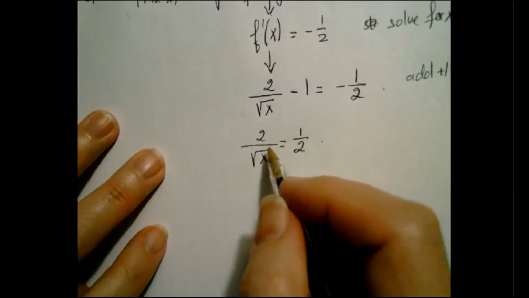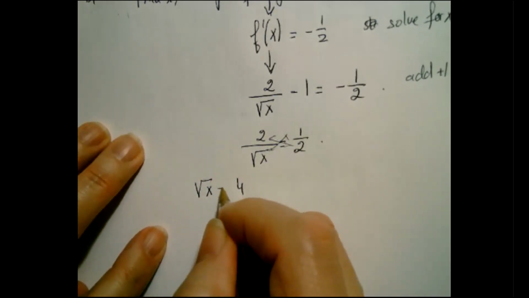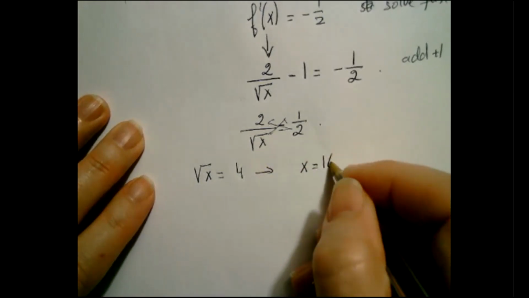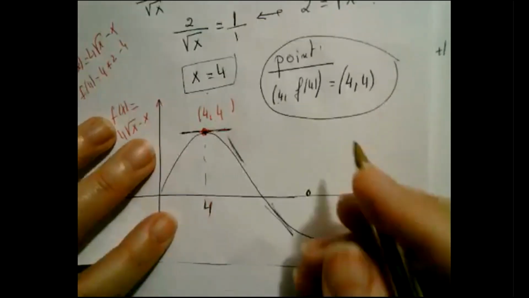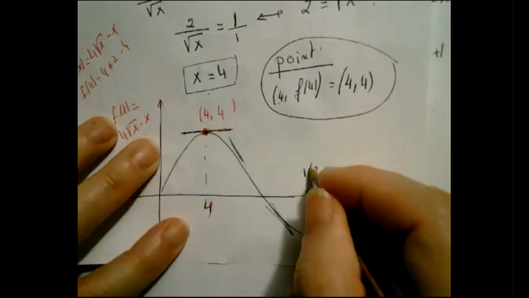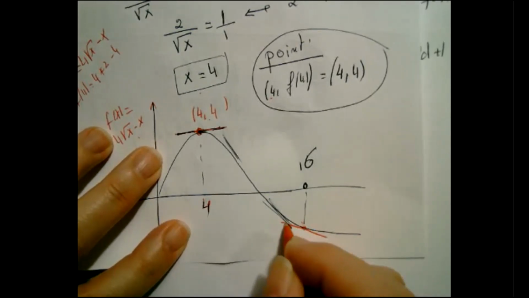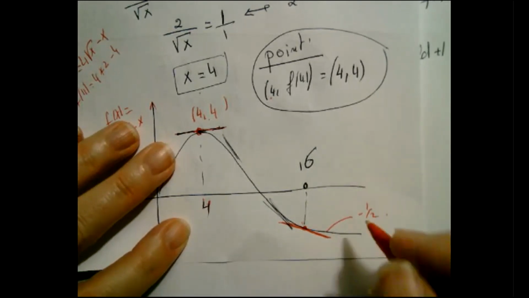And now we do the same thing. We cross multiply so we can solve, and we get square root of x equal to 4. Square both sides, x equals 16. Okay, so somewhere, most probably it's going to be here, according to the graph, that's the 16. And right here the slope is minus a half.